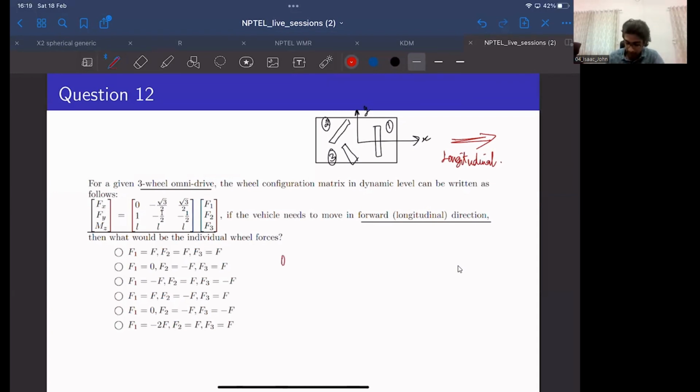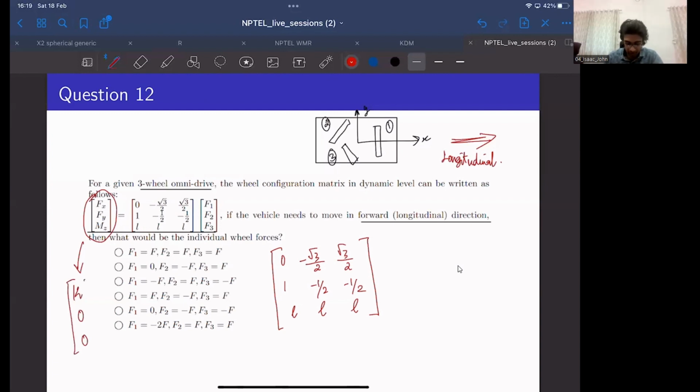So yeah, we'll again see what would yield the correct answer. Minus root 3 by 2, root 3 by 2. We're creating the configuration matrix. L, L, L. And if the robot is to move along the longitudinal direction, how would we want the force vector to be? If the robot should move along the forward longitudinal direction, we would want the force vector to be of this form: a positive constant along x-axis, 0 along y-axis, and 0 moment along z-axis. This is how we would want the robot's force vector to be.